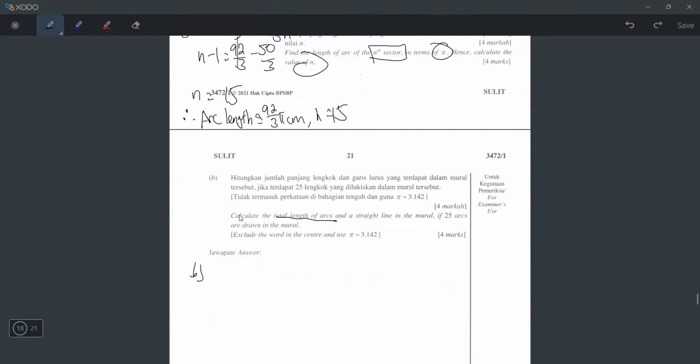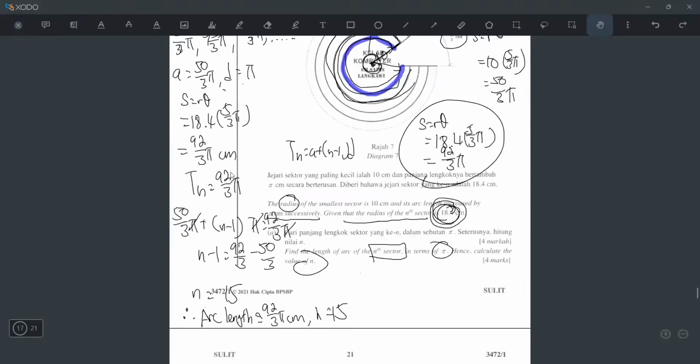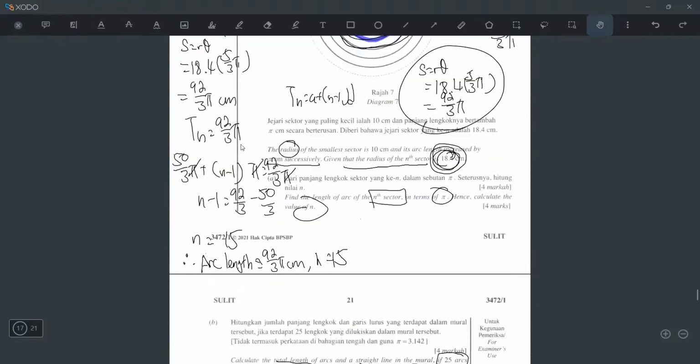Okay, let's keep reading. Calculate the total length of arc and a straight line in the mirror if 25 arcs are drawn in the mirror. So there's 25, means you find the S25. Because there are 25 arcs, so you do the S25.